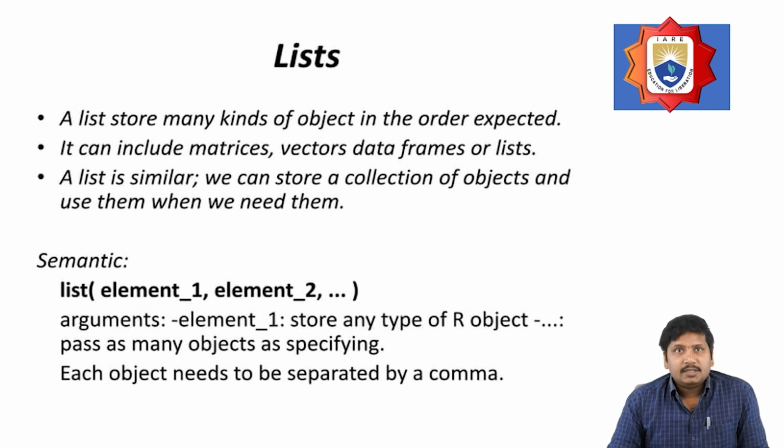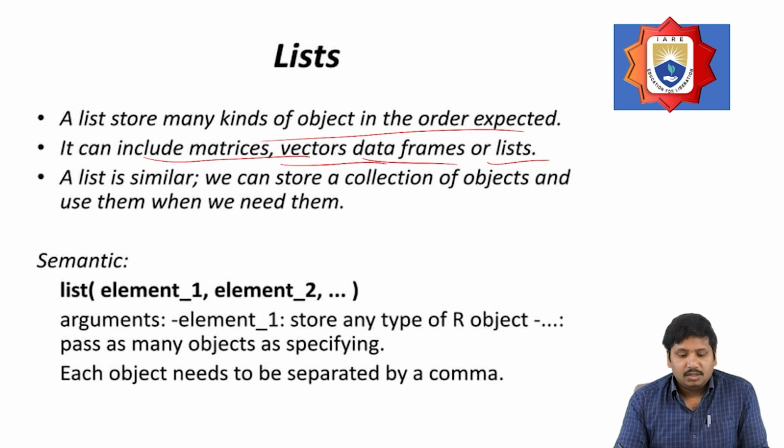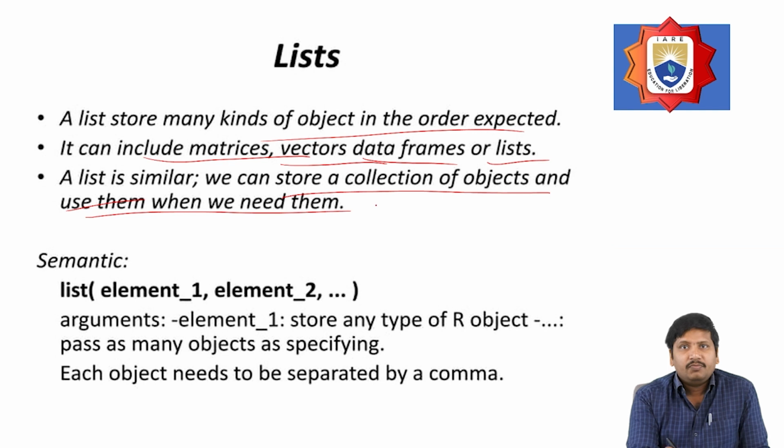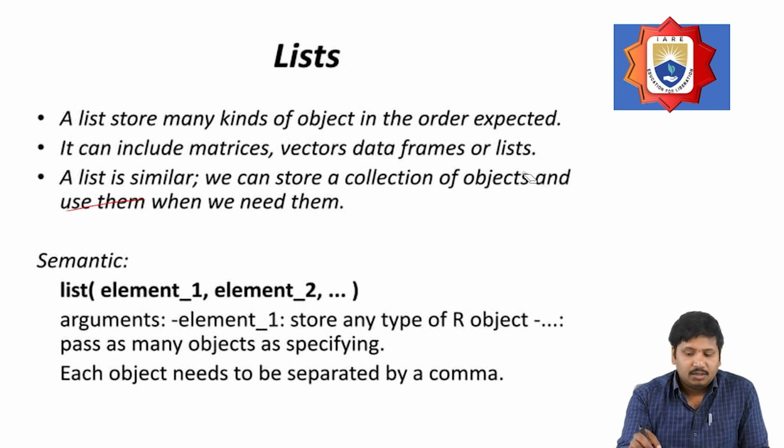And next one is list. What is a list? A list can store many kinds of objects in the expected order. It can include matrices, vectors, data frames, and lists. A list is where you can store a collection of objects and use them when you need them.